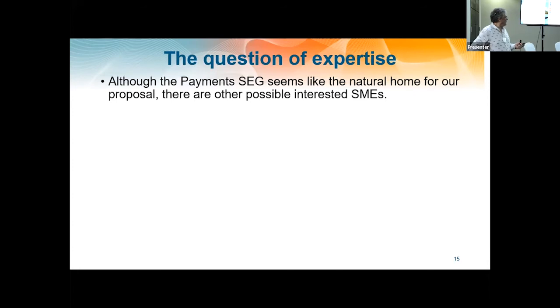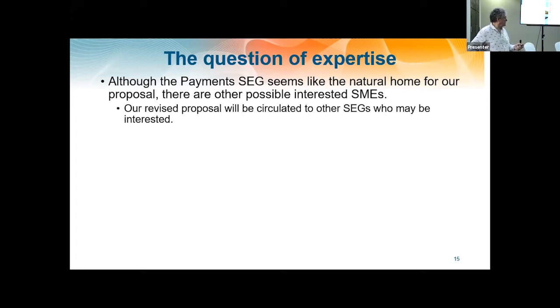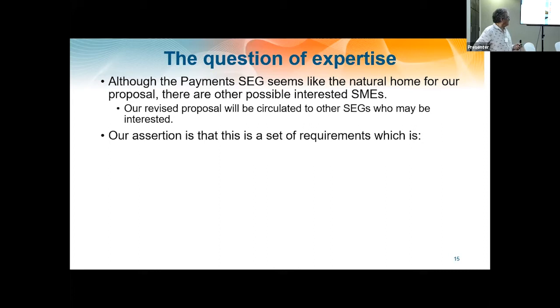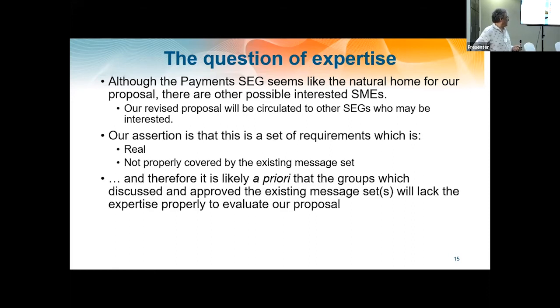So let's look at the question of expertise. There are other possible interest subject matter experts other than the payment seg, and we will be circulating our revised proposal to other standards evaluation groups who may have an interest and may have something to contribute. But we think that we have a set of requirements which is real, which is not properly covered by the existing message set, and therefore it's likely that the groups which discussed and approved the existing message sets will lack the expertise properly to evaluate our proposal.